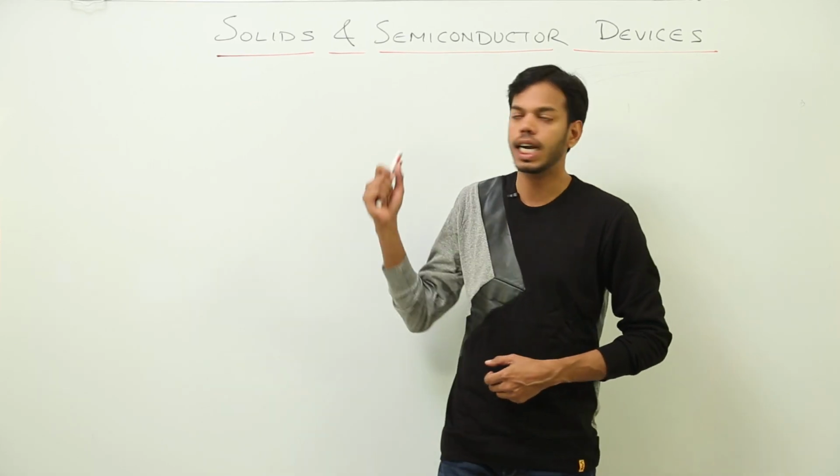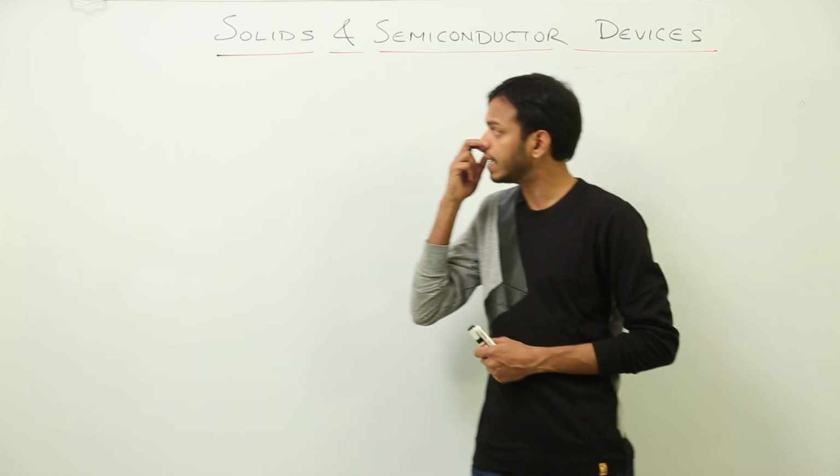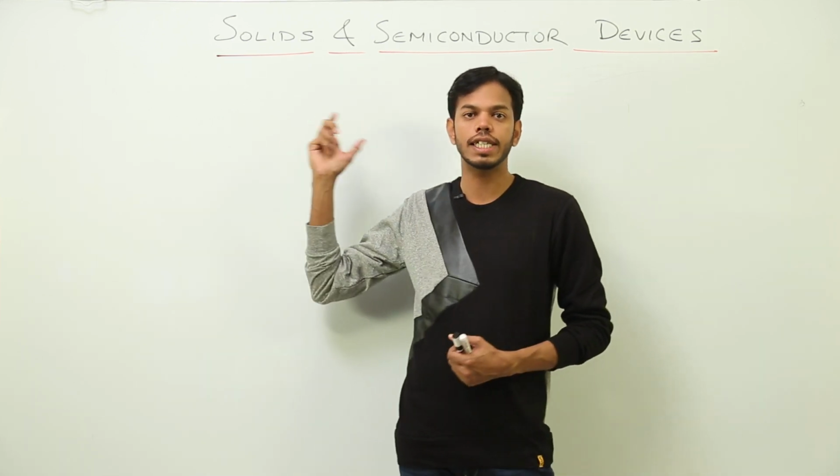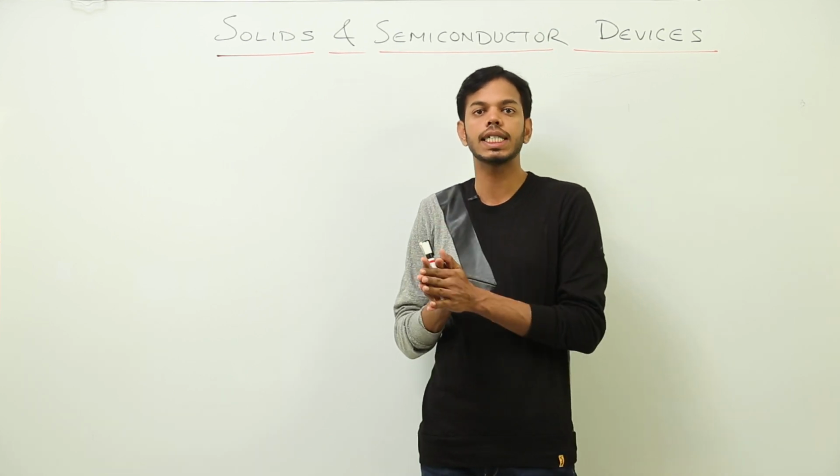Hello friends, let's start studying about the new unit and the new term, which is semiconductor. Now, as we have mentioned, this is the second last unit, solids and semiconductors. What is that property which differentiates conductors from insulators?